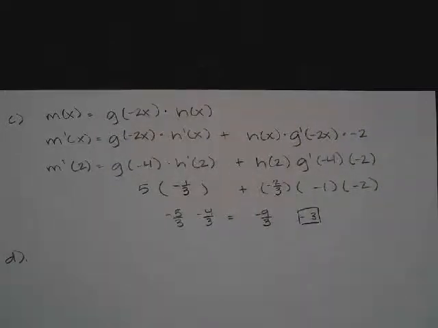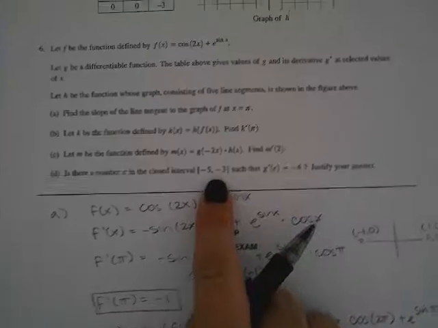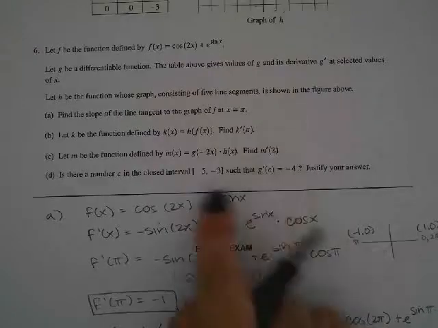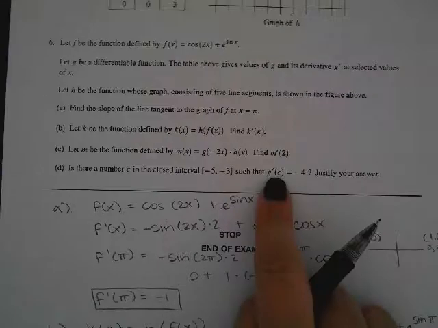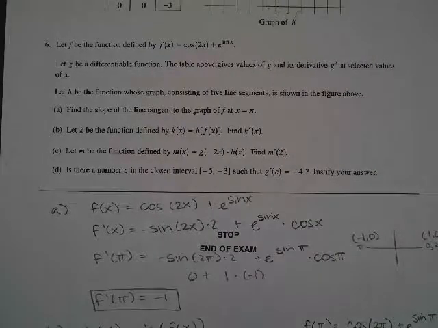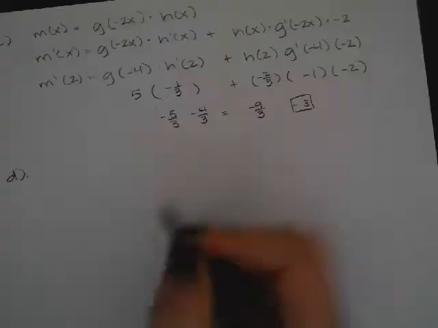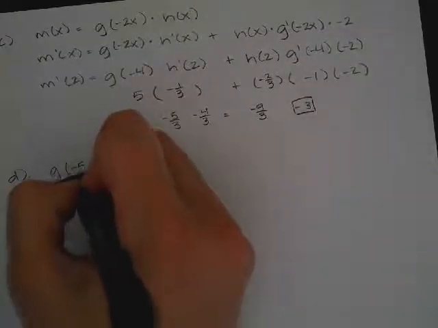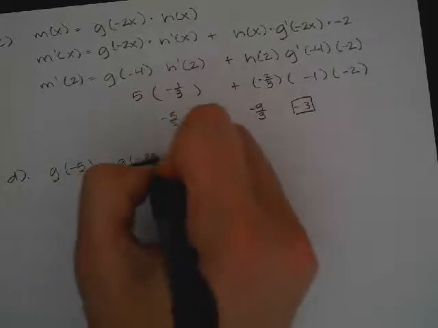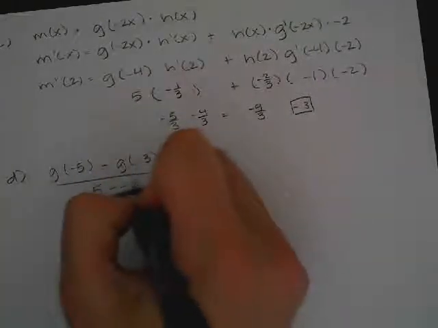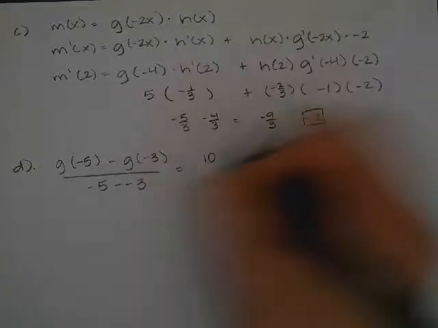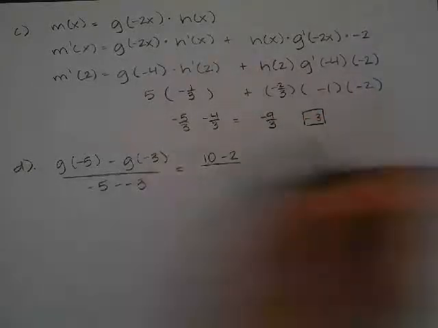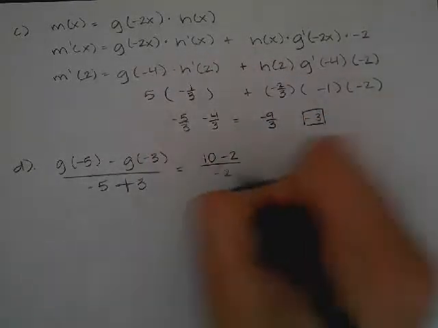All right, and then for part D, it says, is there a number c on the interval such that g prime of c is negative 4? For these problems, we're typically going to use the numbers of the interval themselves, and this is g prime, so this is the mean value theorem. So I'm going to look for the slope. So I'm going to say g of negative 5 minus g of negative 3 over negative 5 minus negative 3. g of negative 5 is 10 minus 2 over negative 2.